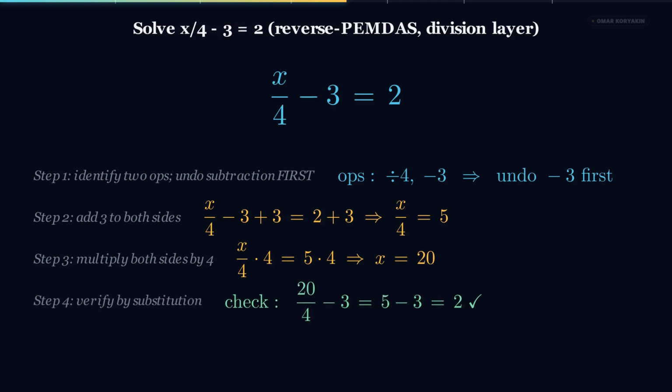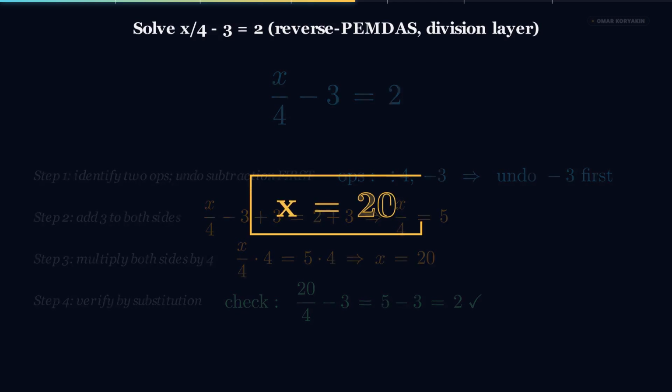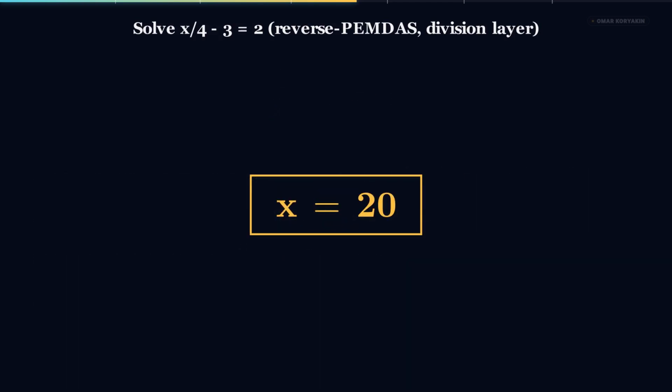Step 4. Verify by substitution. Plug x equals 20 into the original equation. 20 divided by 4 minus 3 equals 5 minus 3 equals 2. The original equation balances, so the solution x equals 20 is verified. So the solution is x equals 20.